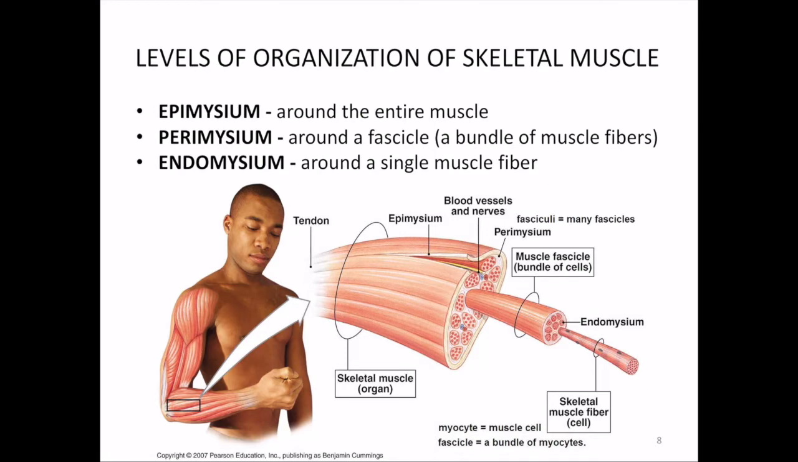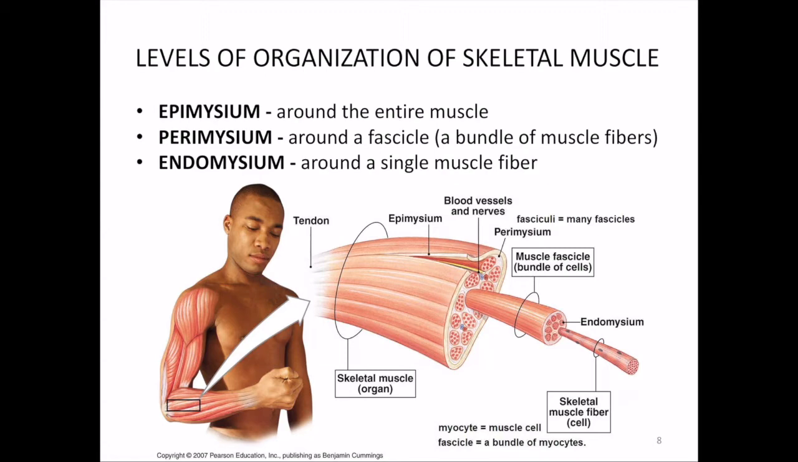And so those bundles of muscle fibers are what we refer to as fascicles. Each and every one of these fascicles is going to be surrounded by its own layer of connective tissue, and we refer to that as perimysium. And even further, within our fascicle, which is our bundle of myocytes, each and every one of those myocytes is going to be surrounded in its own connective tissue packaging, and that's what we call the endomysium.